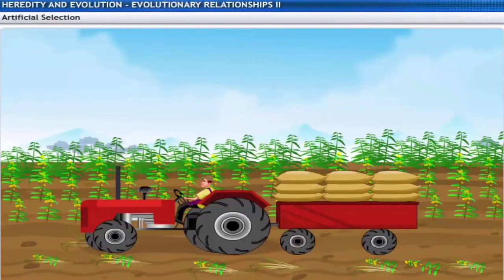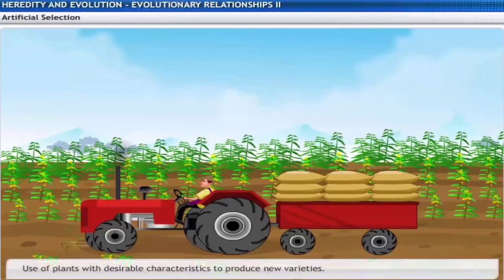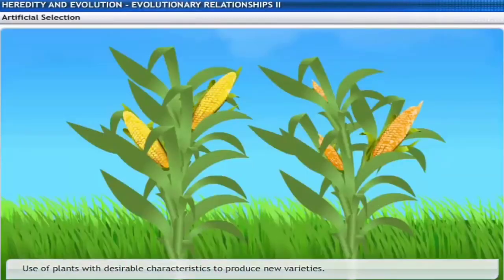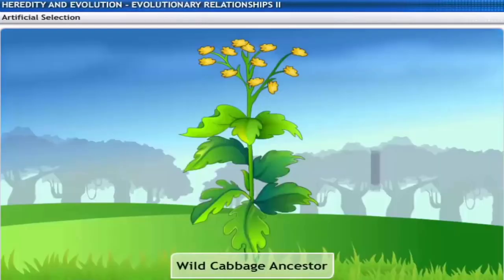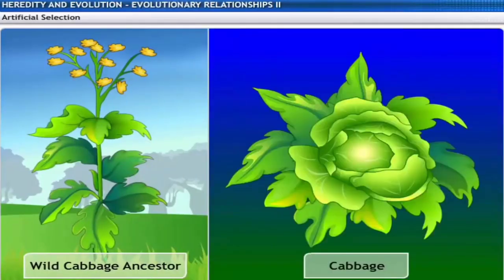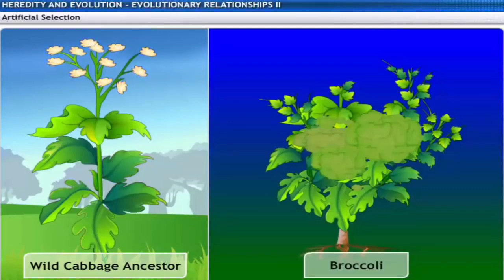There are also many characteristics to prove evolutionary relationships in plants. In the present scenario, farmers use plants with desirable characteristics to produce new varieties by a process called artificial selection. Farmers have descended all these vegetables from the wild cabbage ancestor. Short distances between leaves gave rise to a new variety called cabbage. Arrested flower development gave rise to a new vegetable, broccoli.